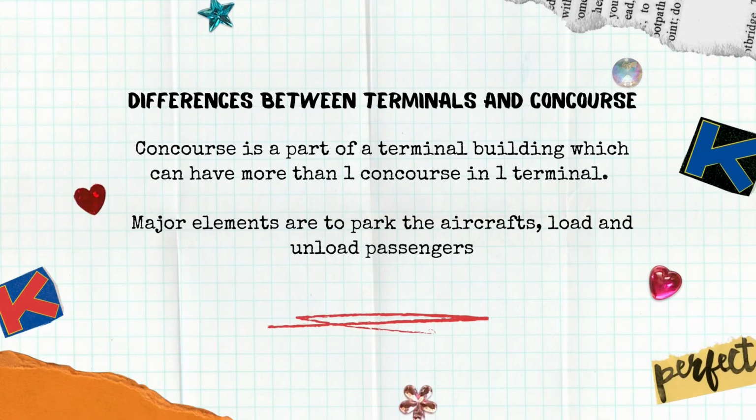Difference between terminal and concourse. Concourse is a part of the terminal building, which can have more than one concourse in one terminal. Major elements are to park the aircraft, and load and unload passengers.